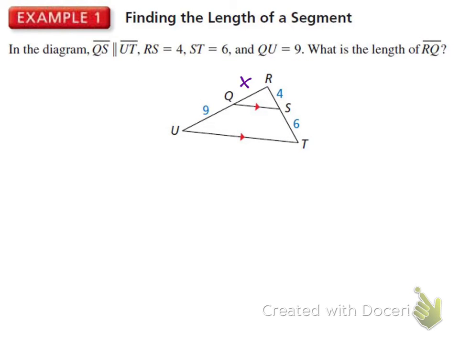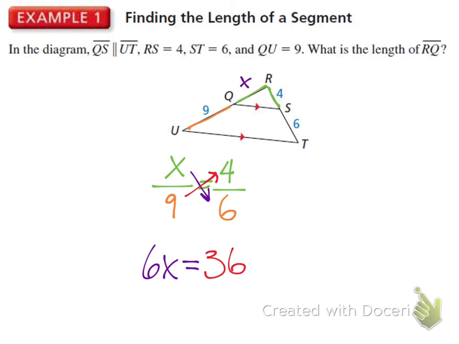So we don't know the length of RQ. We do know that the sides are proportional because QS and UT are parallel. So we're going to set up a proportion. We're going to start with x, put it over 9, and it will equal 4 over 6. Then we cross multiply. 6x equals 36. Divide by 6, and x equals 6.